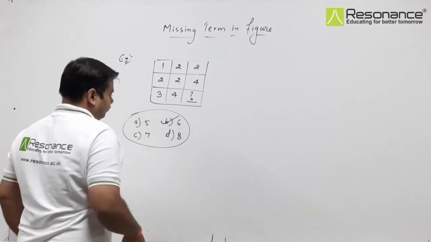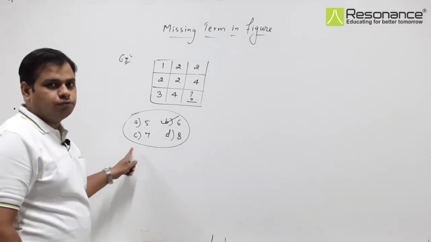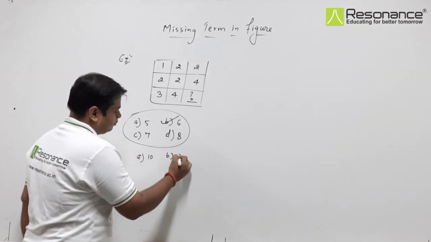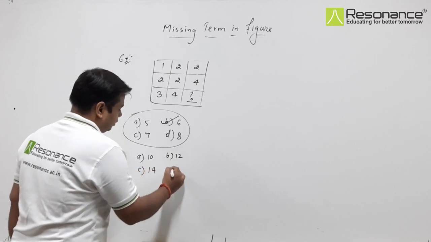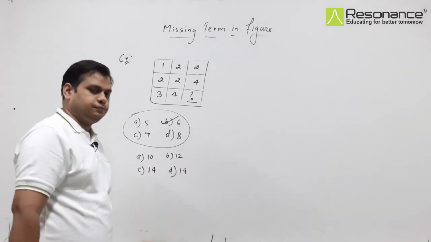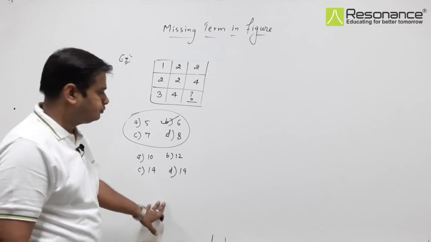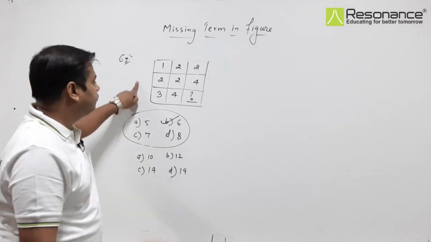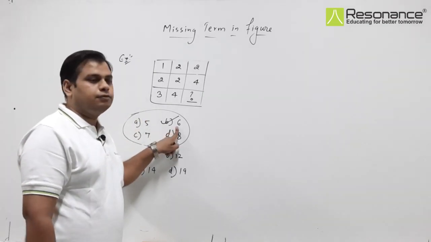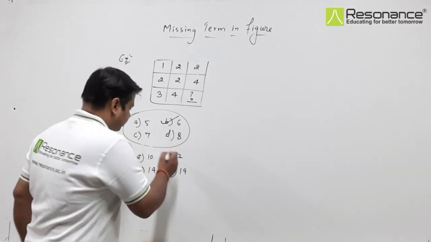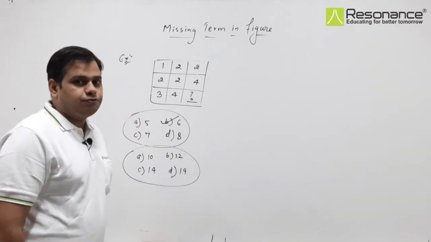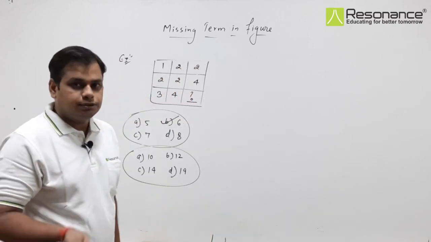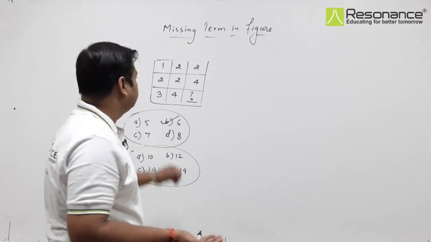Suppose we don't have these options, we have other options: 10, 12, 14, 19. Now you cannot apply the logic column wise, because the answer according to column wise is 6, but in these options we don't have 6. If we don't have our answer in the options, then we have to change our logic. Then what we have to do? We have to change our logic.